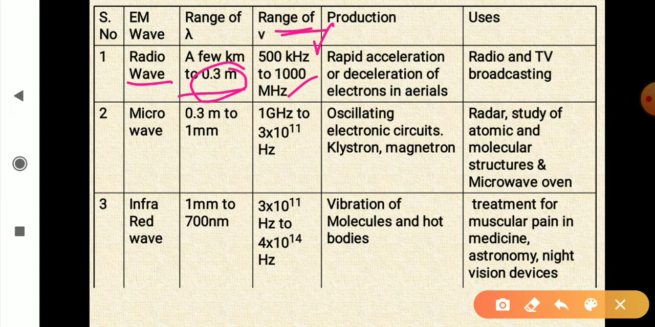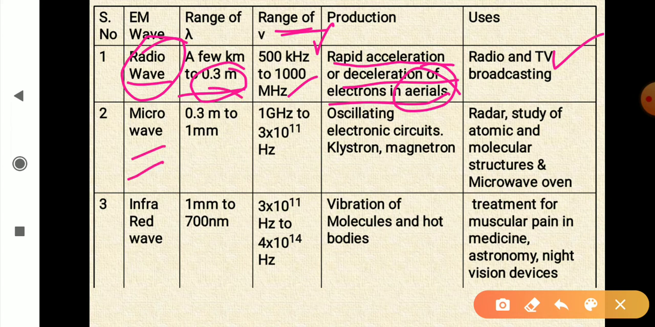Now they are produced by rapid acceleration or deceleration of electrons in aerials. See, all TV transmission and radio transmission is done using radio waves, and all these instruments, whether it is your radio set or television set or even mobile set, they all have aerials, antenna, and they receive and transmit radio waves. So they are used in radio and TV broadcasting. Now let us come to microwaves.